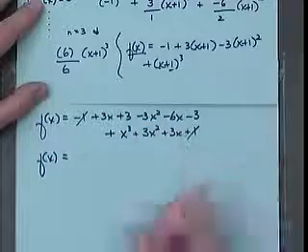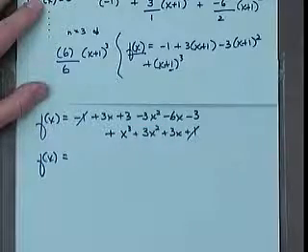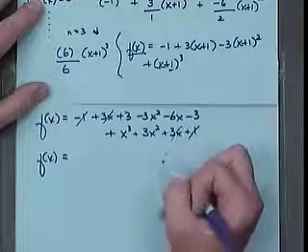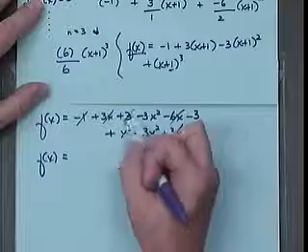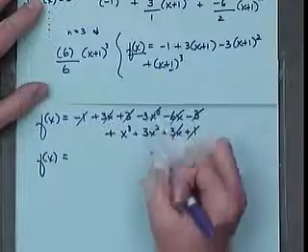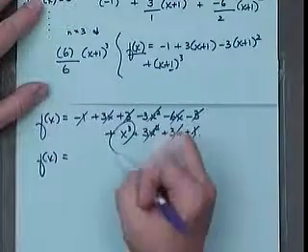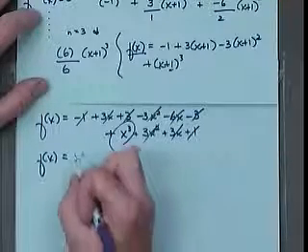Well, minus 1 plus 1, they knock each other out. 3x and 3x is 6x, and then we subtract 6x, so they knock each other out. Plus 3 minus 3, minus 3x squared plus 3x squared. How about that? Isn't that what we started with?